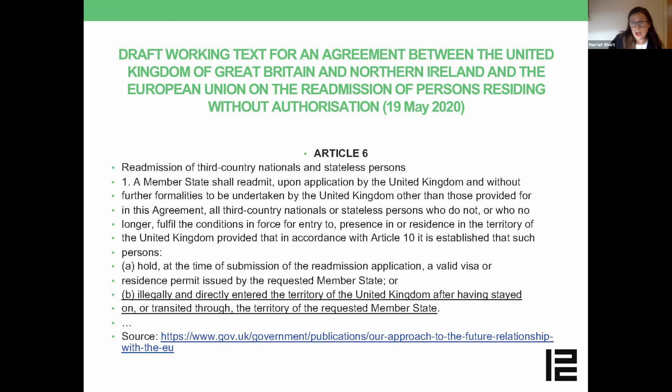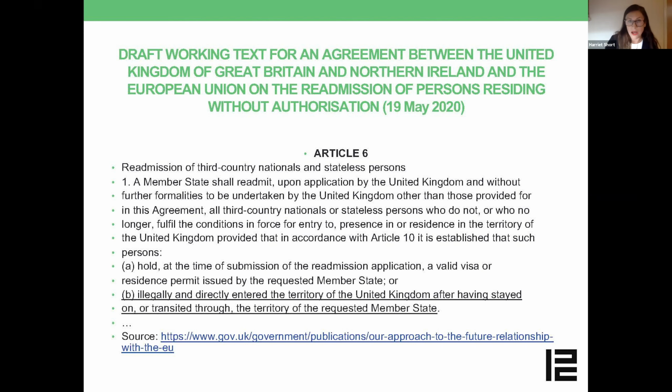Very briefly, Article 6 of the proposed agreement provided that an EU member state would be obliged to readmit all third country or stateless persons who don't qualify for entry, presence or residence if the person, for example, had a valid visa or illegally and directly entered the UK after having stayed on or transited through the territory of the member state. Identical obligations for the UK to readmit were set out in Article 4. Well, that was how it started. Now, how is it going?